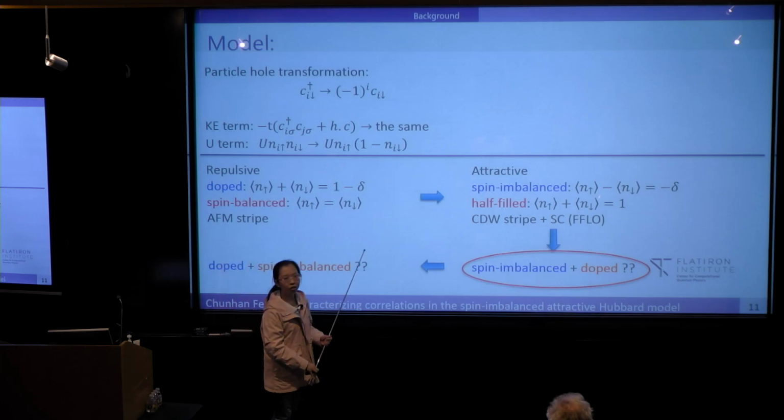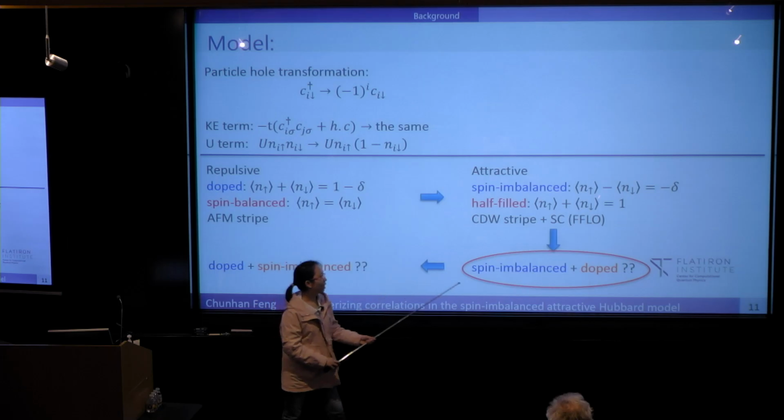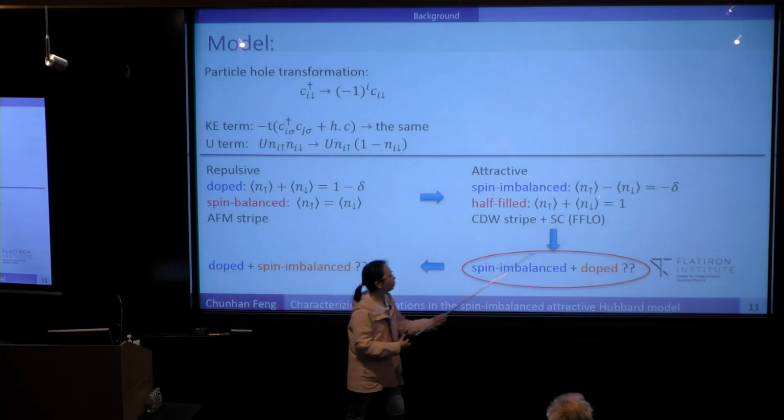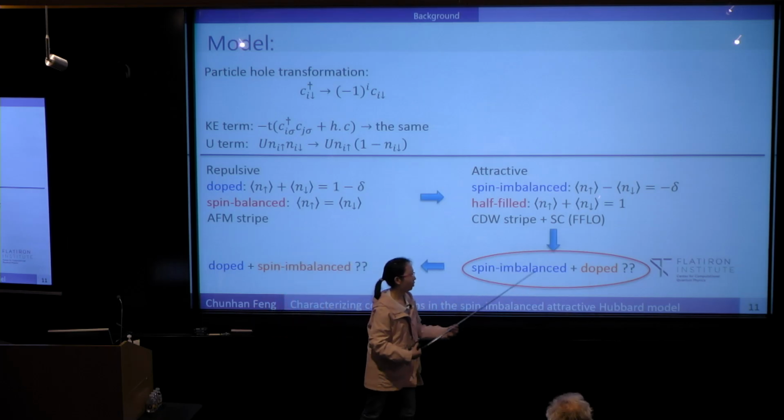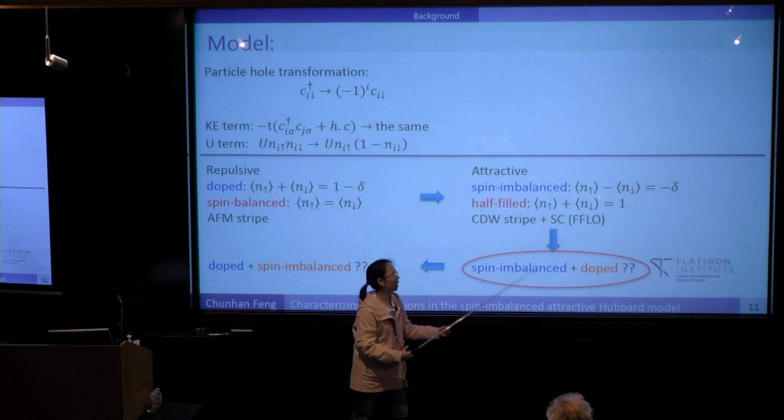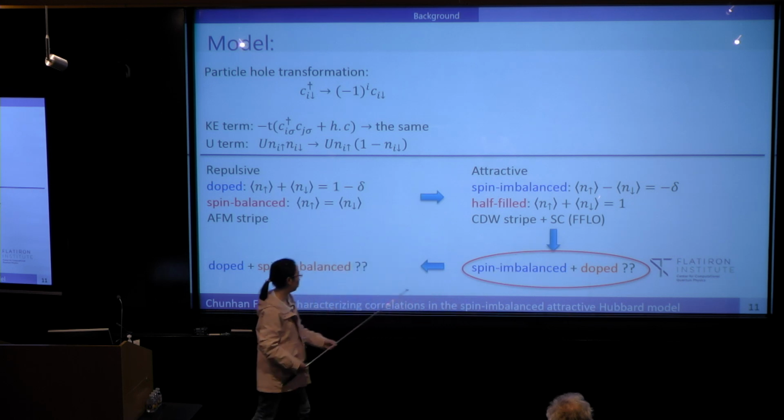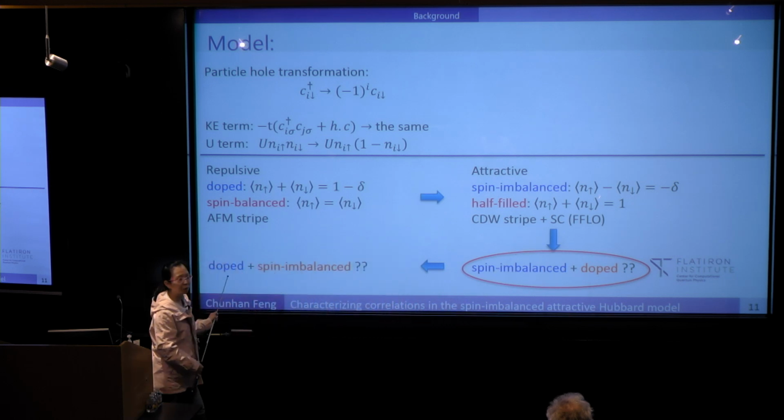So something similar should happen in the negative U. Currently we just study the spin-balanced and doped system in the attractive one, and that will correspond to not only doped but also spin-balanced in the repulsive one. So they are equivalent.